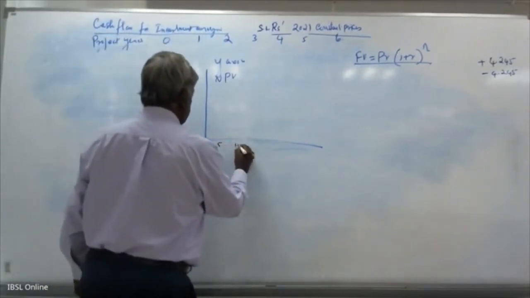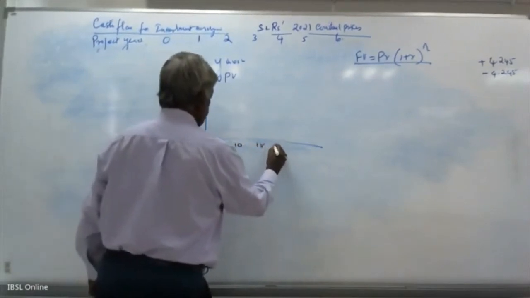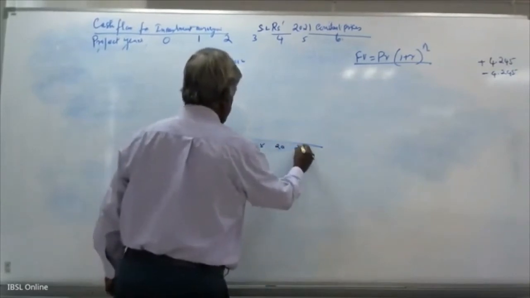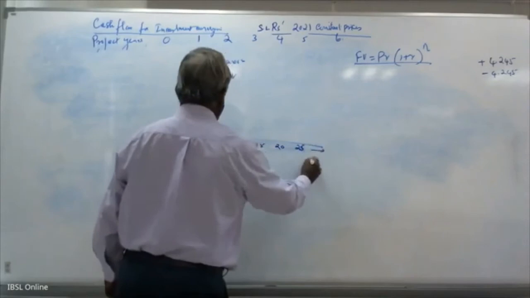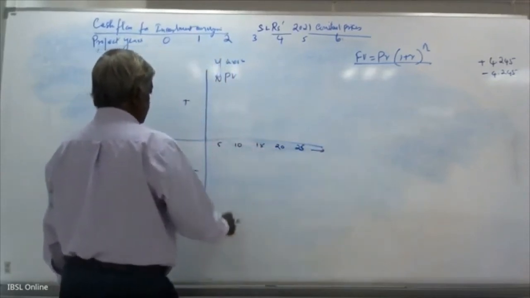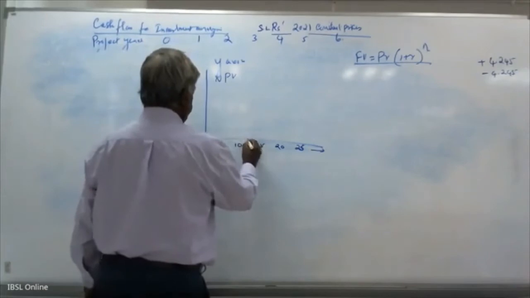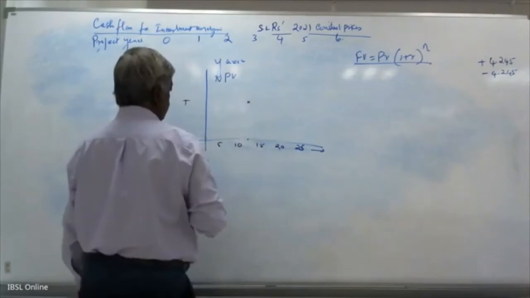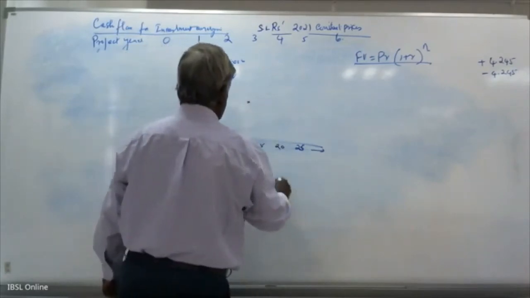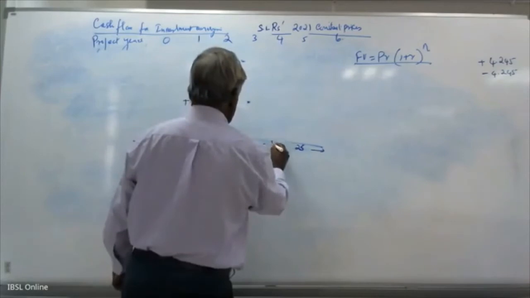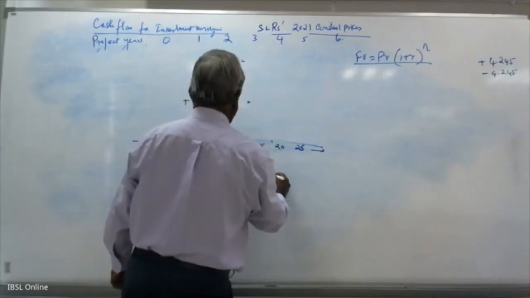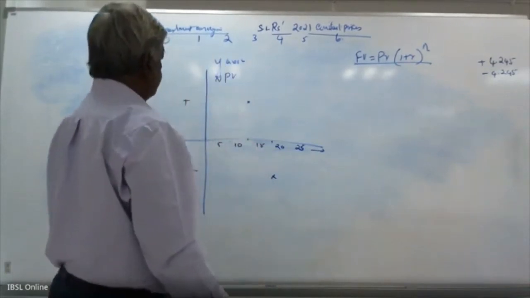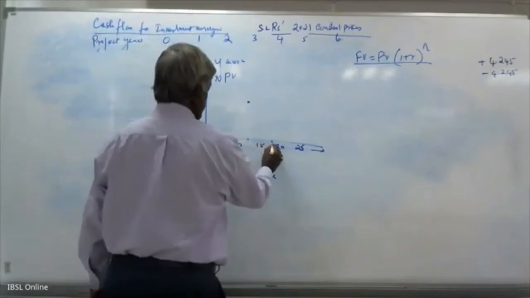5, 10, 15, 20, 25, it goes on. Here 13%, NPV is positive somewhere here. Positive. And at 18%, it is negative. Here it is 13% positive, 18% negative.